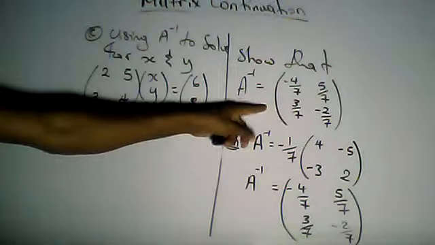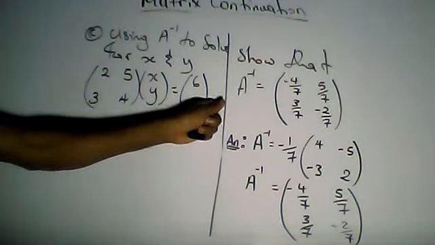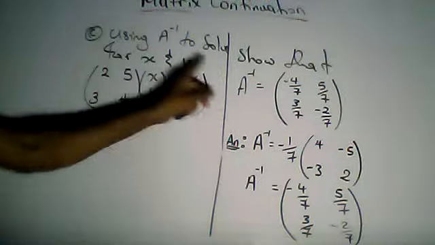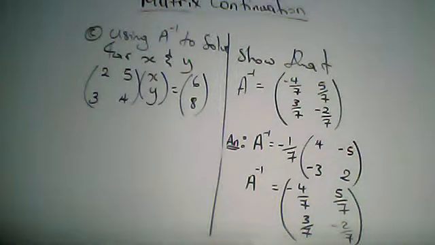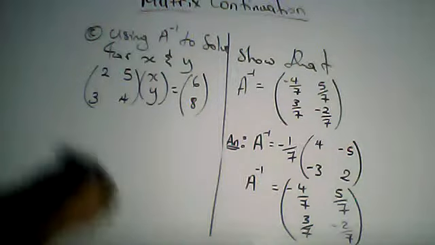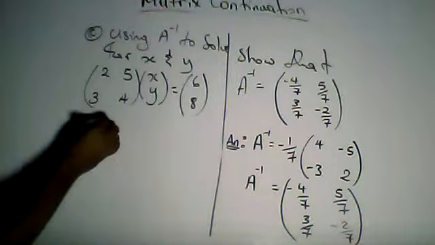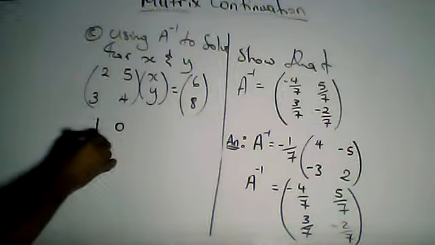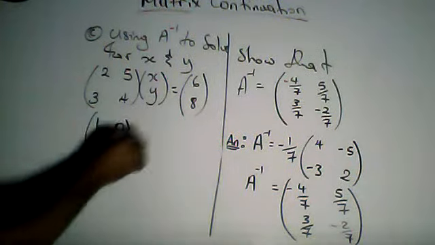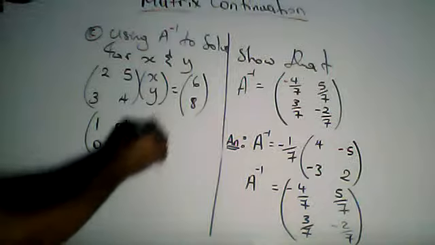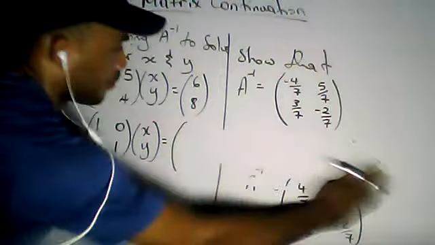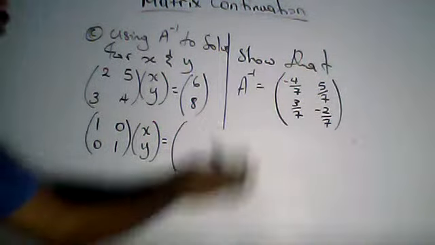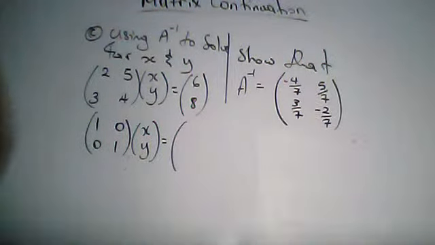So all I'm going to do is just multiply this side by A inverse. Because on this side, the 6 and the 8 by A inverse is going to give us the result after we work out everything. So I'm going to have 1, 0, 0, 1, x and y being equal to the 2 by 2 matrix at the front. So I'm going to erase this. Just give me a few seconds.